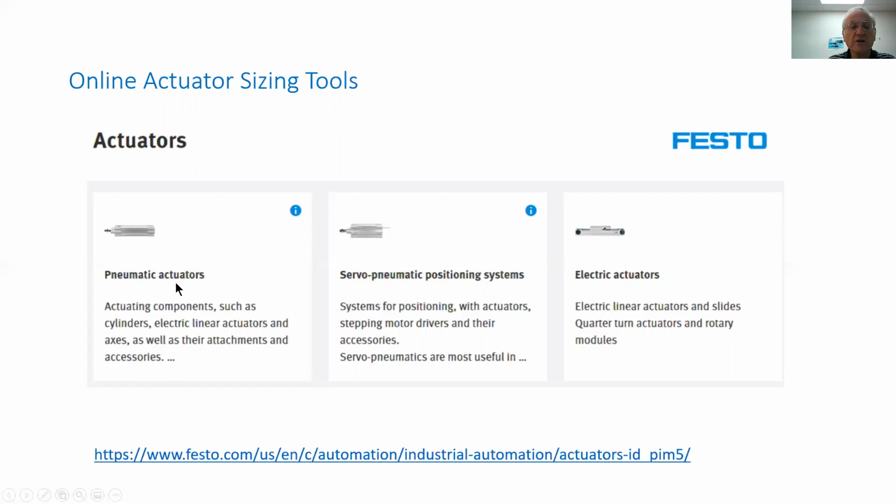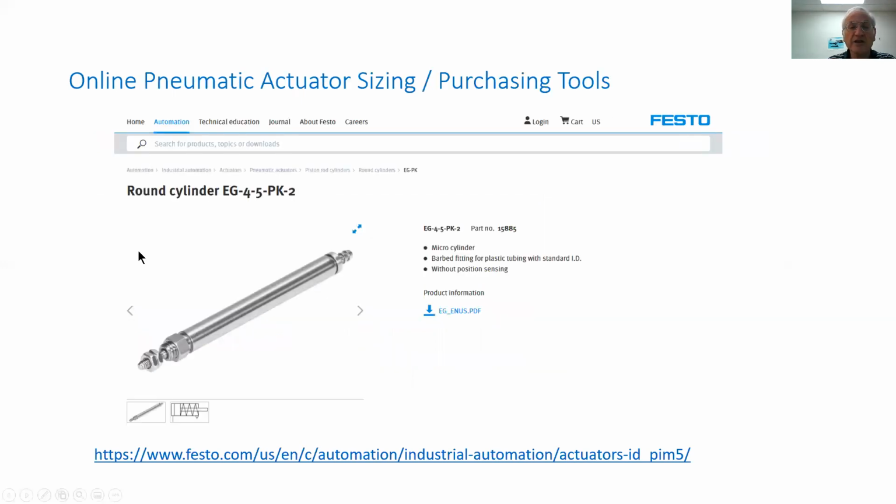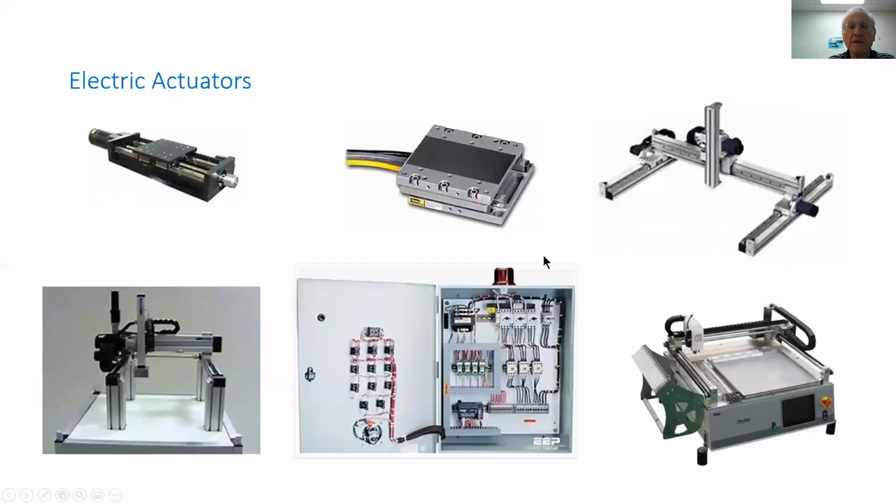You click on this button and you get to this page where a large number of electric and also pneumatic and servo-pneumatic positioning systems can be automatically sized with the input by the user of the operating conditions. Here's an example of such a result. The part number of a specific cylinder, which was calculated, is provided with an option also to click on a cart and purchase it online.